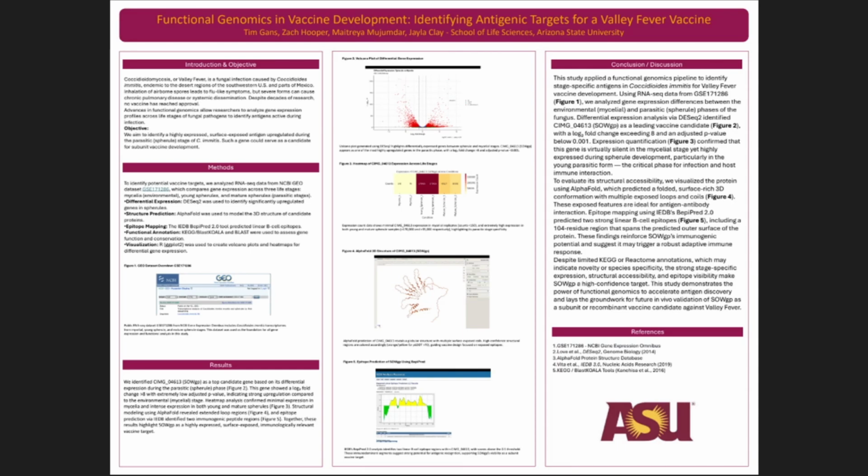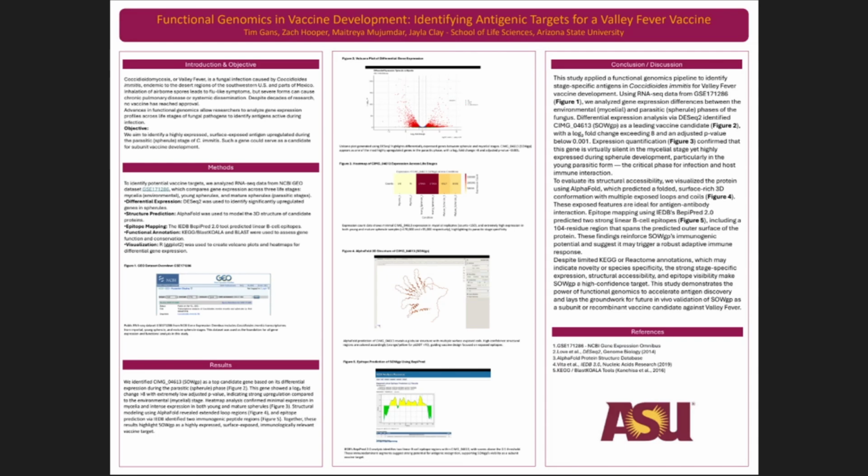This gene showed a log2 fold change greater than 8 and an extremely low adjusted p-value, indicating it is strongly upregulated in the parasitic stage. Expression analysis confirmed minimal activity in the mycelial stage and intense activation in both young and mature spherules, especially during the early parasitic stage where immune intervention would be most effective.